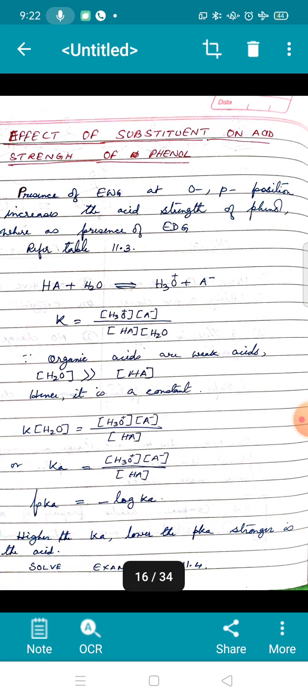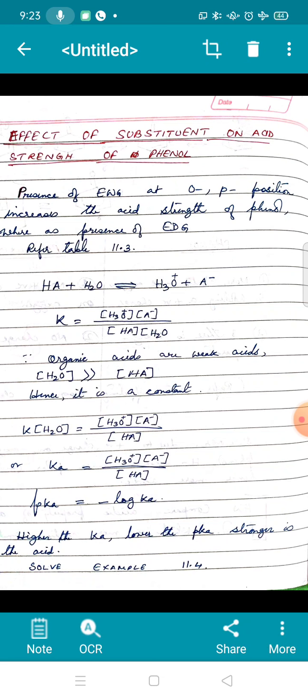Next we find the effect of substituents on the acid strength of phenol. That means if we have an electron donating or withdrawing group in the benzene ring, how does it affect the acid strength of phenol? For this I would ask you to refer to table 11.3, where you will find the acid strength of phenol in terms of pKa.